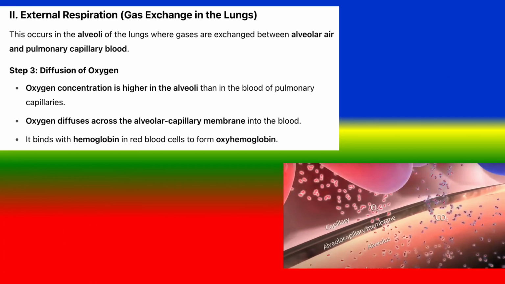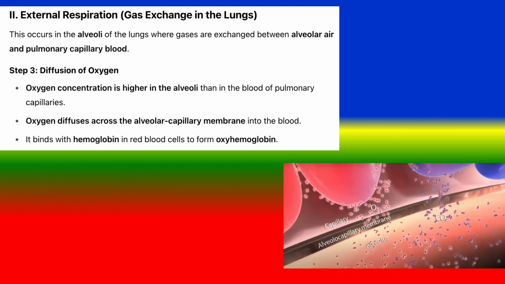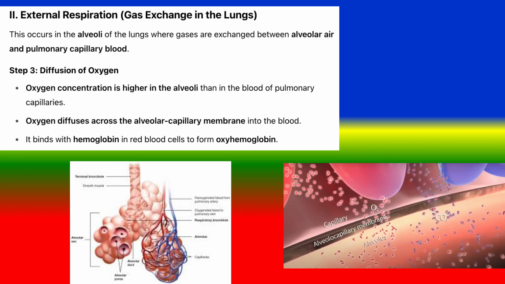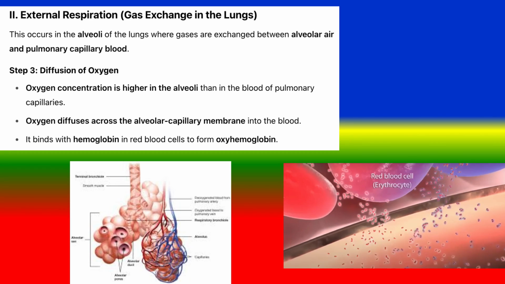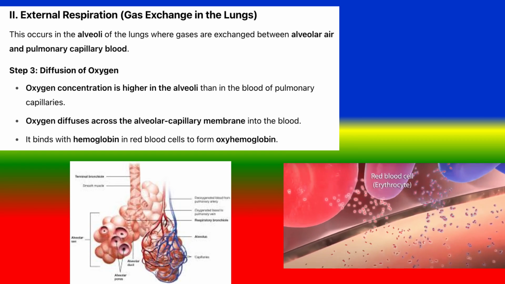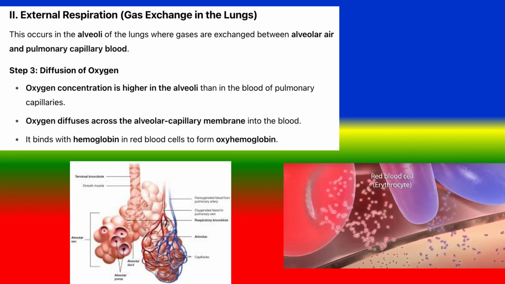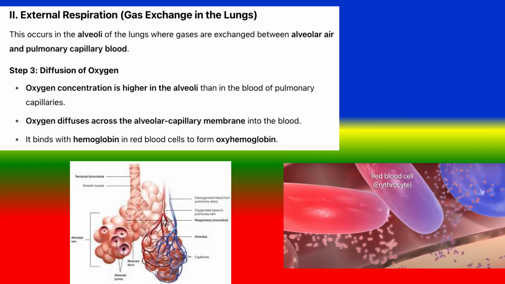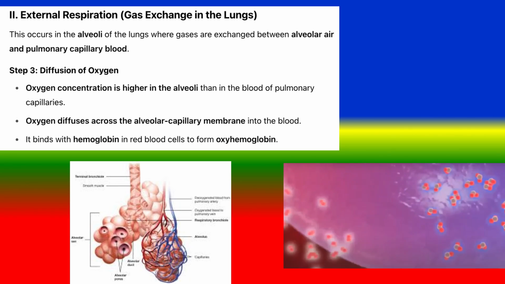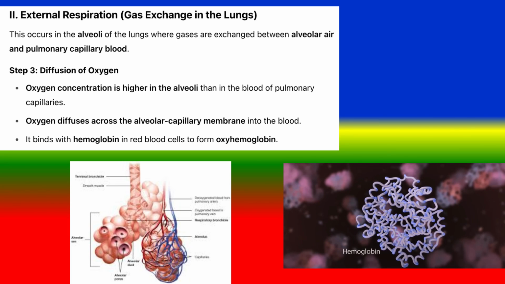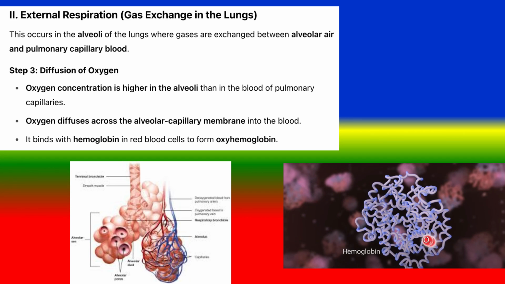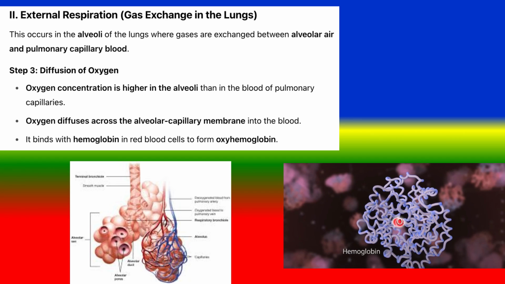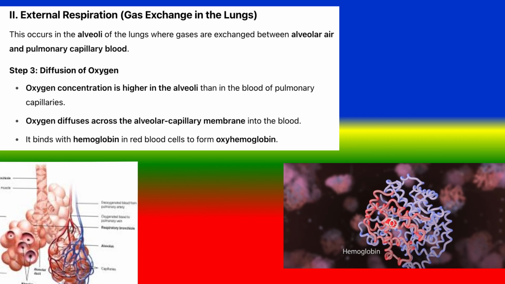2. External respiration, gas exchange in the lungs. This occurs in the alveoli of the lungs, where gases are exchanged between alveolar air and pulmonary capillary blood. Step 3, diffusion of oxygen. Oxygen concentration is higher in the alveoli than in the blood of pulmonary capillaries. Oxygen diffuses across the alveolar capillary membrane into the blood. It binds with hemoglobin in red blood cells to form oxyhemoglobin.